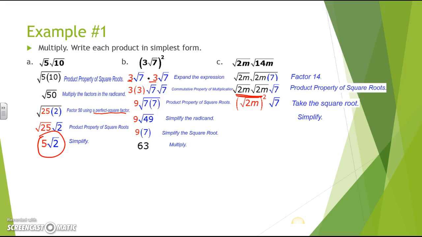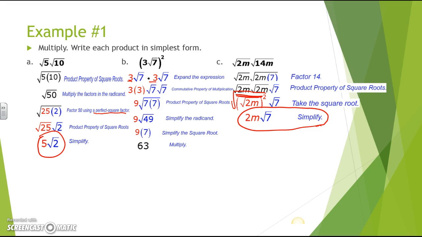The square root of 2m squared just becomes 2m, because when something's squared, to unsquare it, you take the square root. So we end up with 2m times the square root of 7. Square root of 7 is not a perfect square number, so this would be your final answer, 2m times the square root of 7.